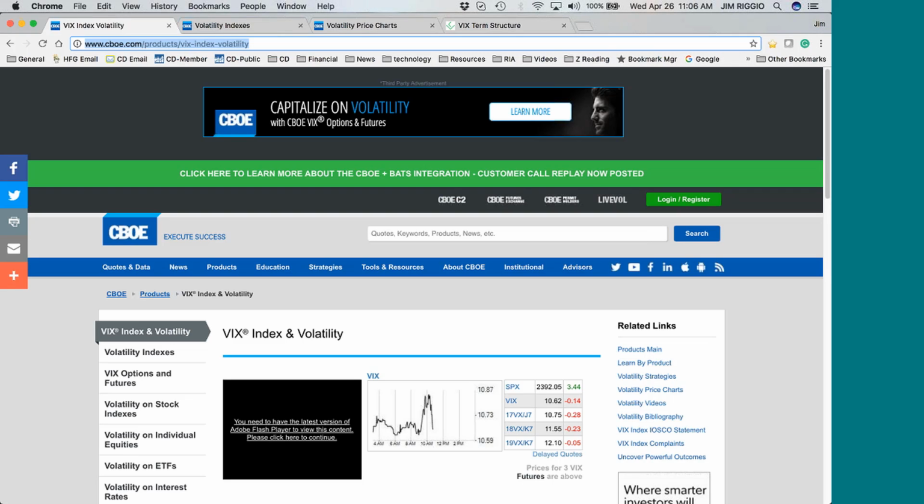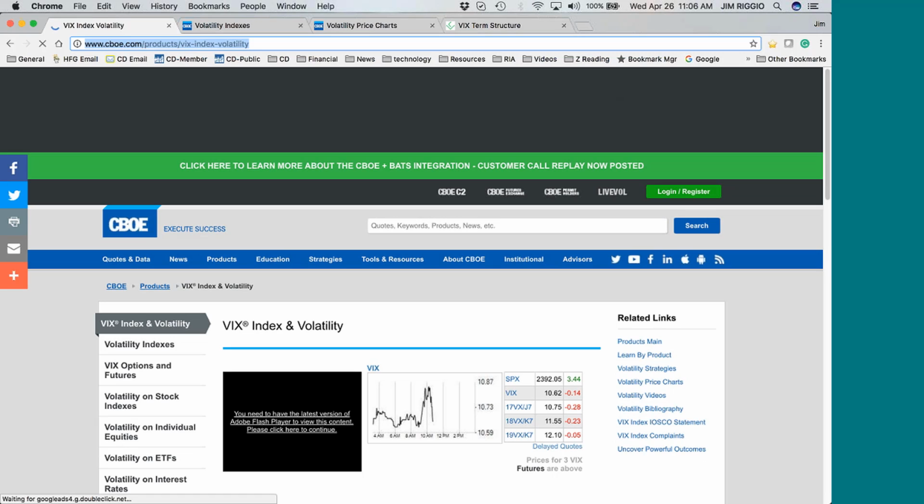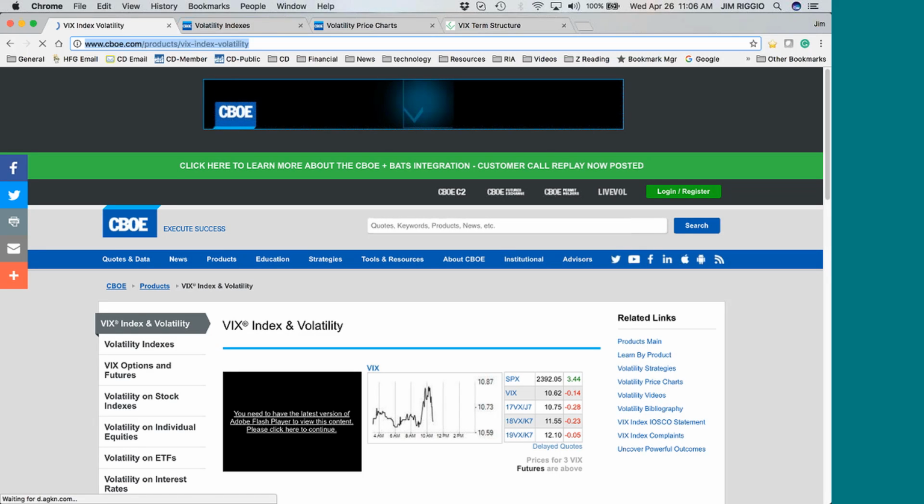But how to make this a little bit simpler for everybody? What the CBOE did was come up with a formula that, in the original version, used 8 different expirations, and they would calculate what an average 30-day implied volatility is.